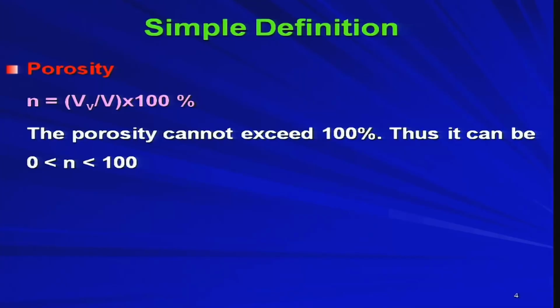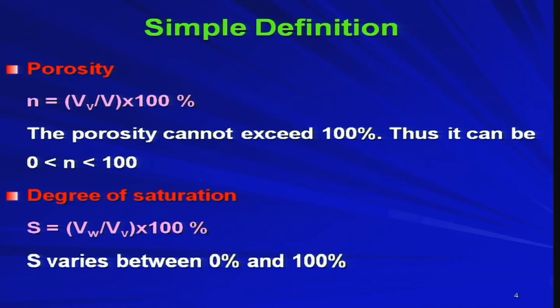N should be greater than 0, of course, because no soil can have 0 void space or 0 void volume. So N must be greater than 0, but should be less than 100. Then coming to the degree of saturation. Degree of saturation is expressed by the ratio of volume of water to the volume of voids into 100, that means again it is expressed in percentage.